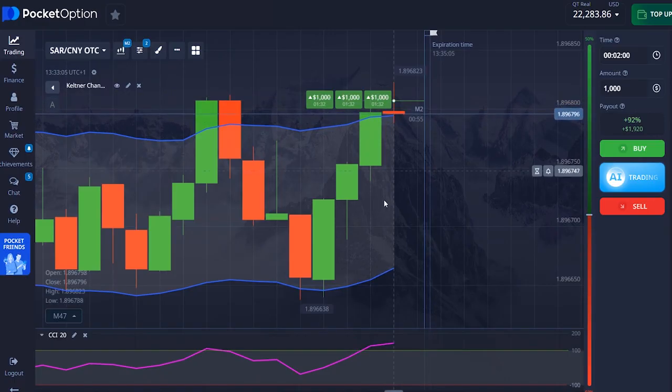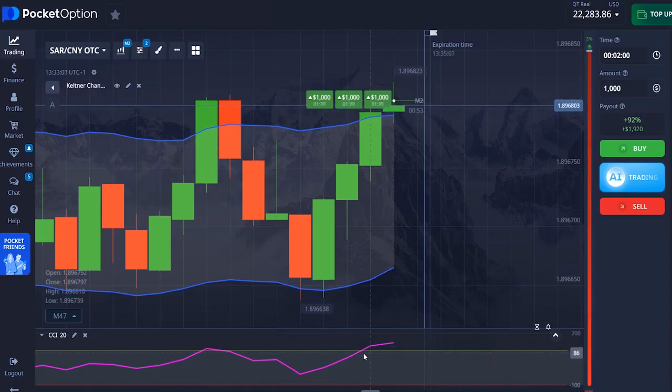Another thing we also take into consideration is our CCI. You can see right here our line is above this green line. It gives you enough confirmation that the market is ready to go in an upward direction. I hope you're getting it right.